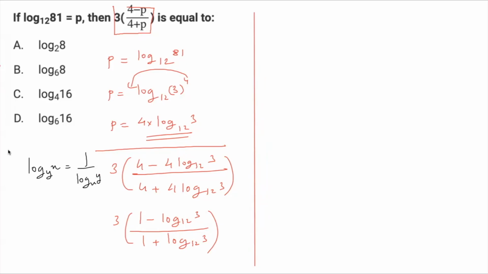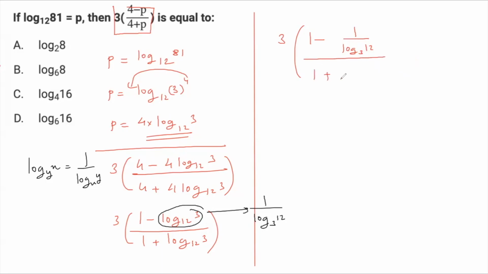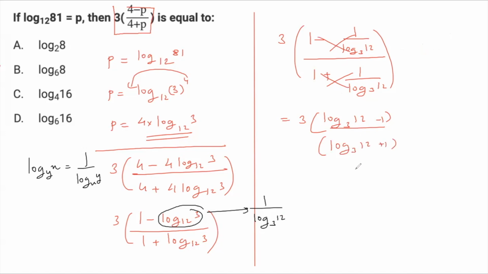So using this property, wherever we have log of 3 to the base 12, we will simply replace it by 1 upon log of 12 to the base 3. The expression now becomes 3 into 1 minus 1 upon log of 12 to the base 3 divided by, below we will have 1 plus 1 upon log of 12 to the base 3. Now this we can cross multiply above and below, and we'll get thrice of log 12 to the base 3 minus 1 upon log 12 to the base 3, and below we will have log of 12 to the base 3 plus 1. Log 12 to the base 3 here also will get cancelled above and below, okay? So this is what I'm left with.